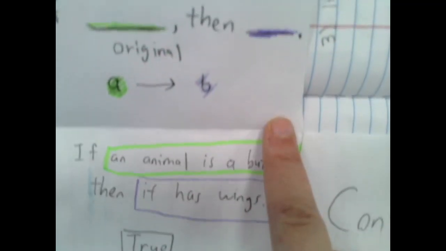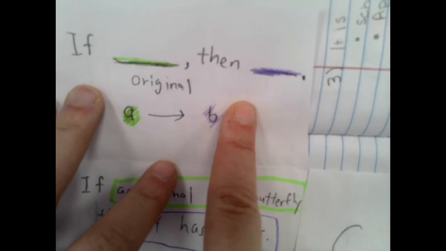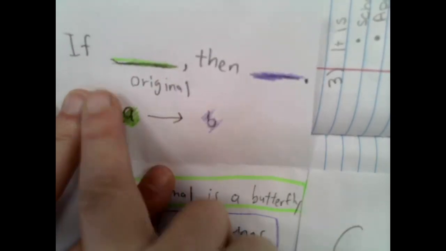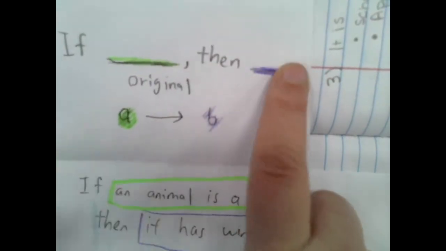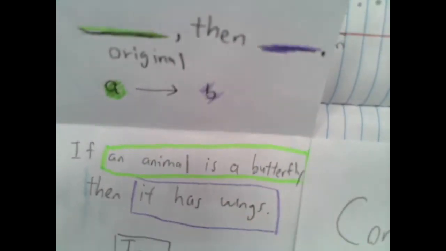We had our conditional statement. What's a conditional statement? Good, an if-then statement, conditional. So if this first thing happens, it leads to the second thing. So if an animal is a butterfly, it has wings.